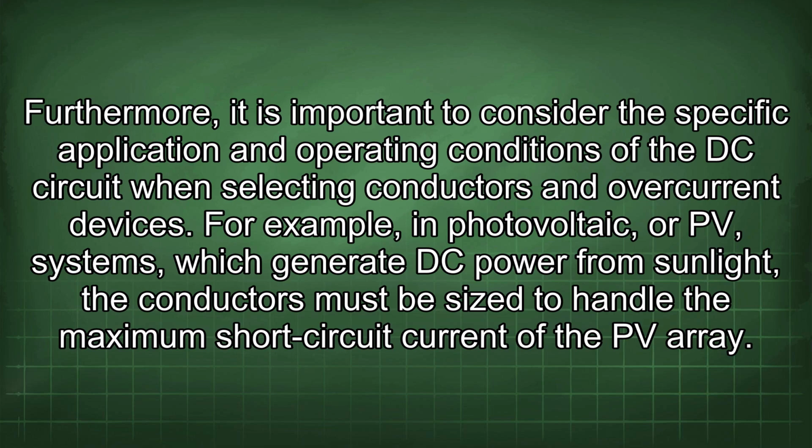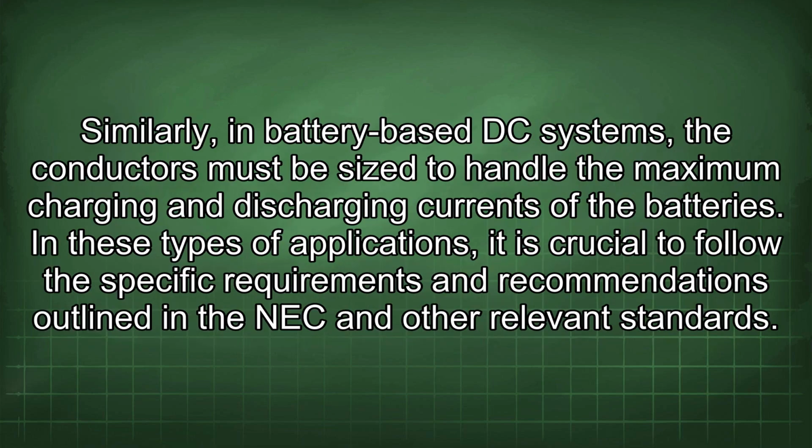Furthermore, it is important to consider the specific application and operating conditions of the DC circuit when selecting conductors and overcurrent devices. For example, in photovoltaic or PV systems, which generate DC power from sunlight, the conductors must be sized to handle the maximum short-circuit current of the PV array. Similarly, in battery-based DC systems, the conductors must be sized to handle the maximum charging and discharging currents of the batteries.